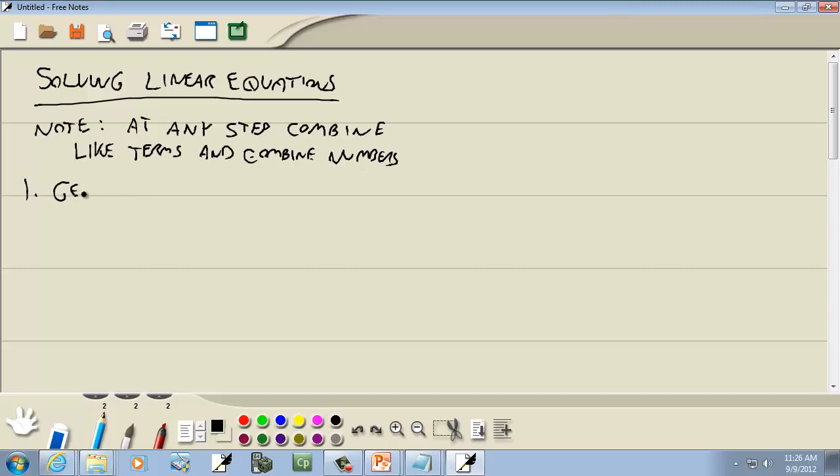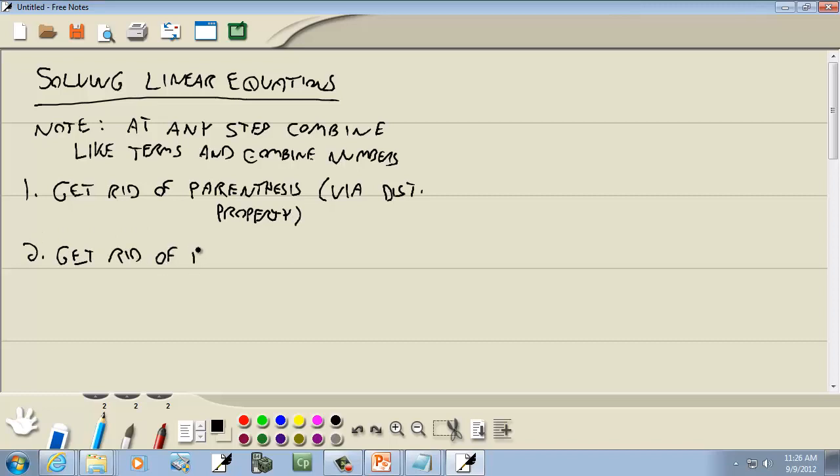Our first step is to get rid of parentheses. And we do this via the distributive property. Our second step is to get rid of fractions. And we multiply everything by the LCM of all our denominators.